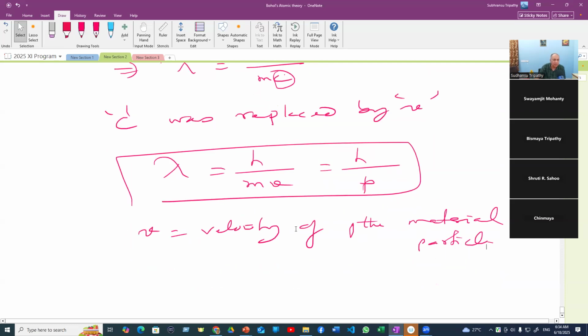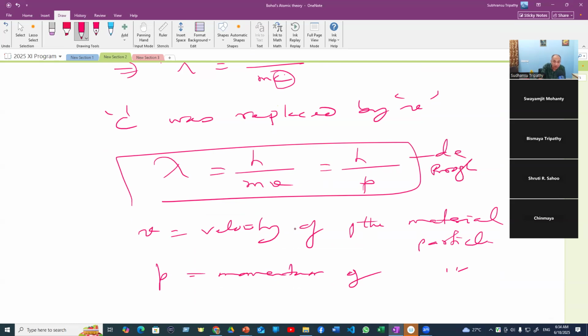And m is the mass, p is the momentum, the linear momentum of the particle. So this is the famous de Broglie equation.